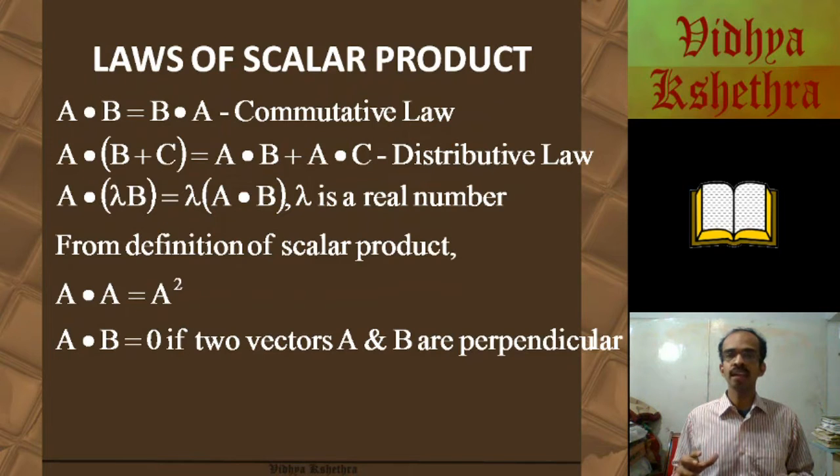Now, from that, we can find these two, that is A dot A. Here A is the same vector, hence the angle theta between them is 0. That is, cos 0 is equal to 1. Hence, A dot A is equal to A square. Similarly, if A dot B is equal to 0, that means that the angle between vector A and vector B is 90 degrees, or else the vectors A and B are perpendicular.